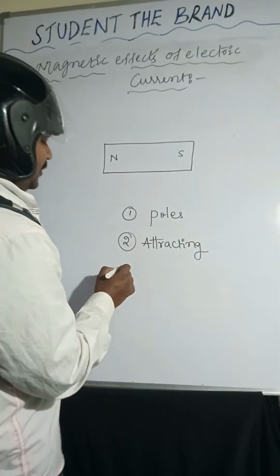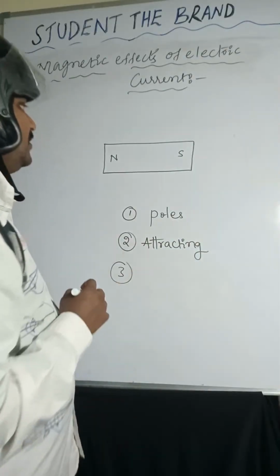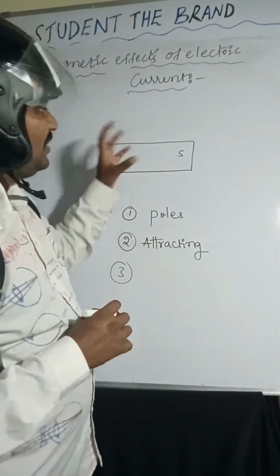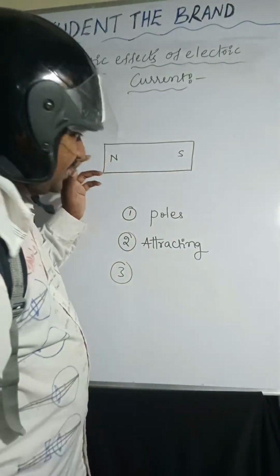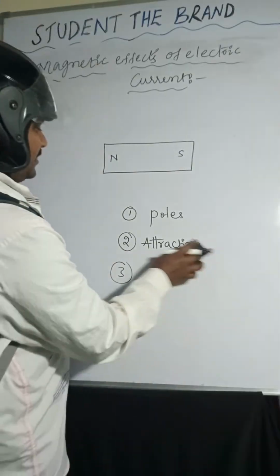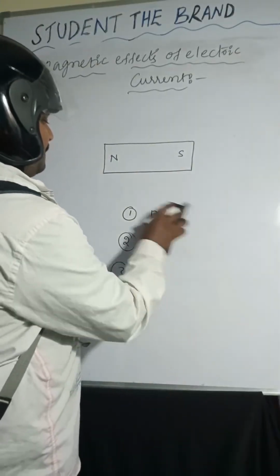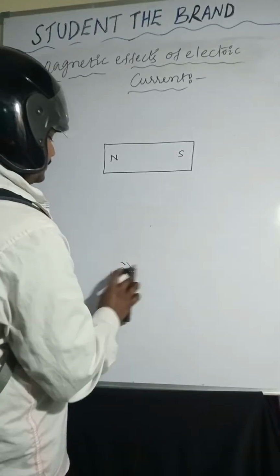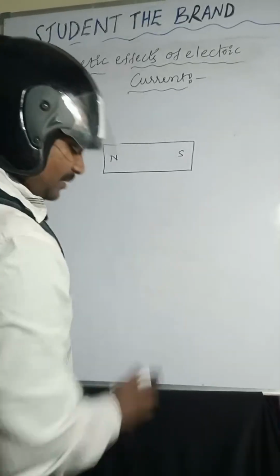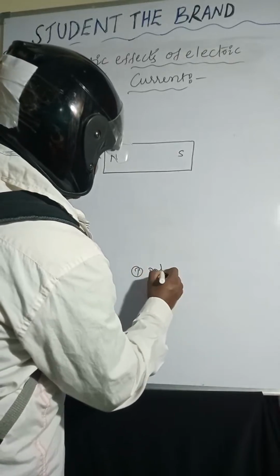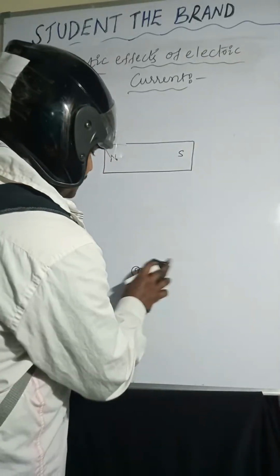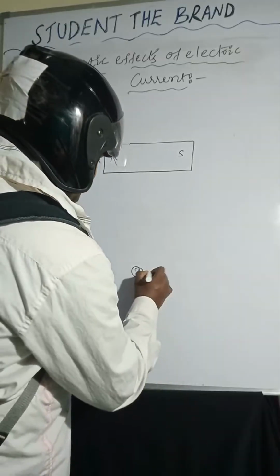And coming to the third one, around the magnet, magnetic field will be there. First, we'll discuss point number one: two poles. I'll write two poles.